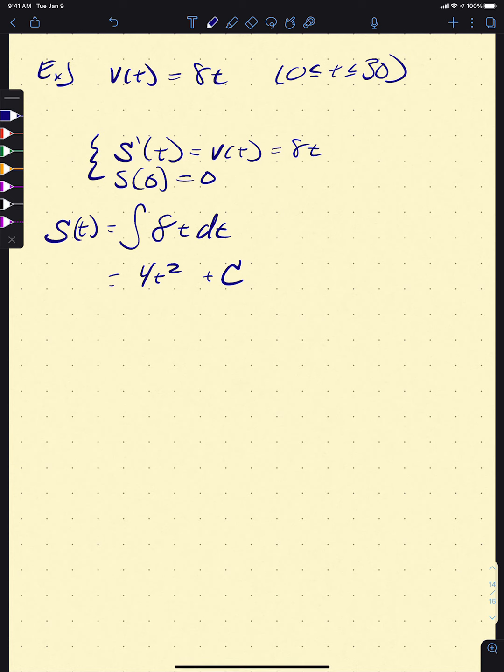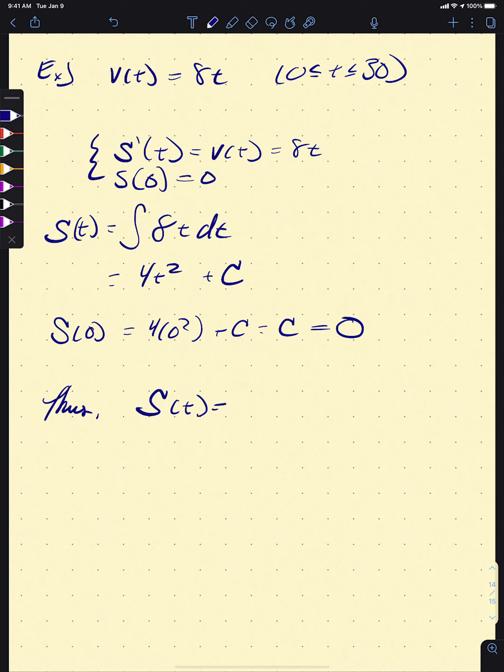But we know one more piece of information. We need to find the value of this arbitrary constant c, and we can do that with this. We know s of 0 is 4 times 0 squared plus c, which is just equal to c. But s of 0 is equal to 0, so c equals 0. Thus, my position function must be 4t squared.